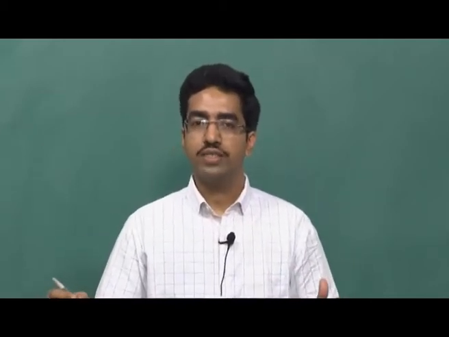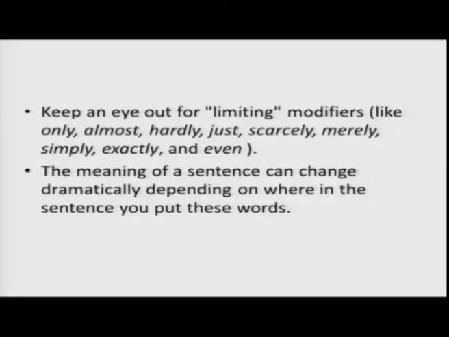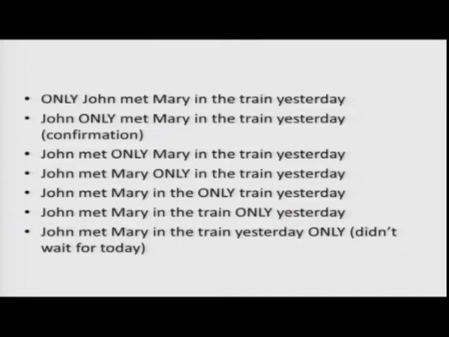Then there are some modifiers called limiting modifiers. Examples are only, almost, hardly, just, scarcely, merely, simply, exactly, even. These modifiers are very important. The meaning of the sentence can change dramatically depending on where you put these in a sentence. We will look at an example to illustrate this point. Here the sentence is: John met Mary in the train yesterday. The modifier I have chosen is only. You have seven sentences here. The only difference among these is where this modifier only is placed. Let us look at these sentences in detail.